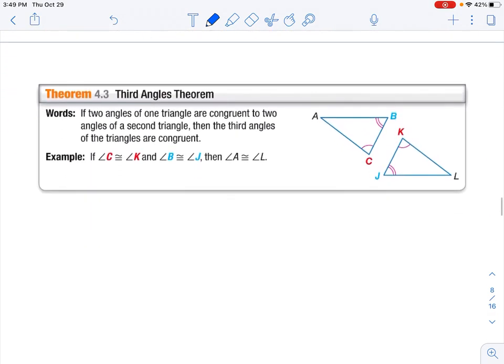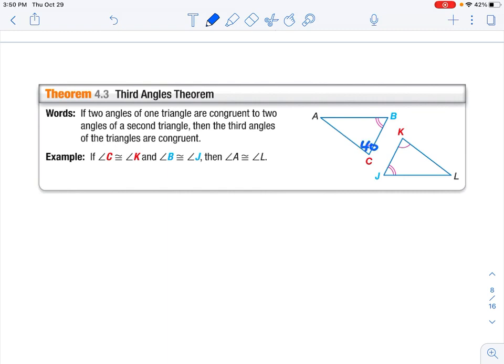We have a new theorem here. This one's pretty self-explanatory. The third angles theorem. If two angles of one triangle are congruent to two angles of a second triangle, then the third angles of the triangles are congruent. So we know that C and K are congruent. We know that B and J are congruent.